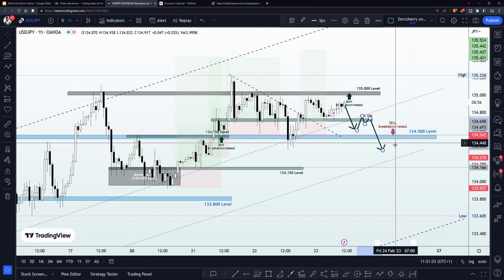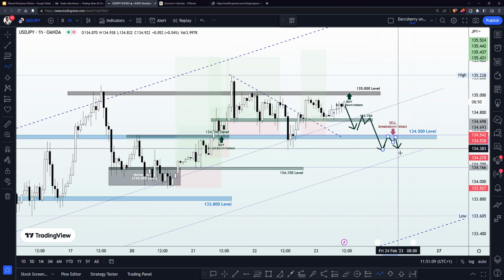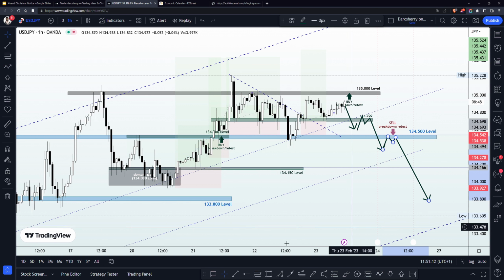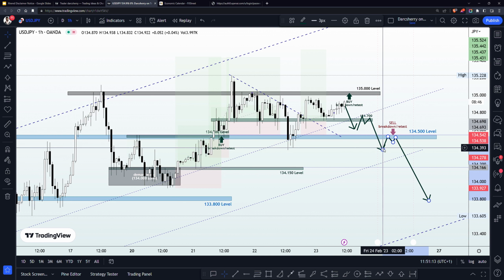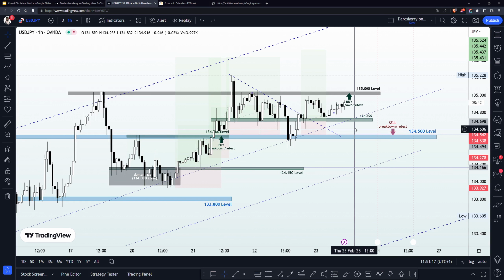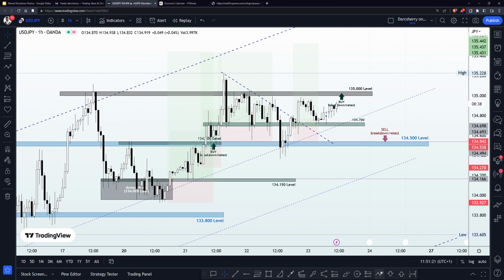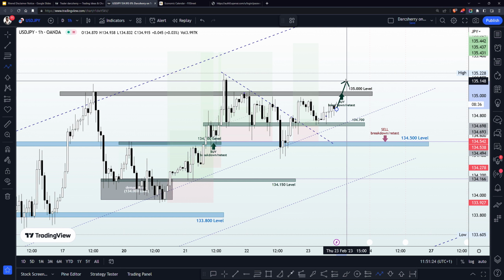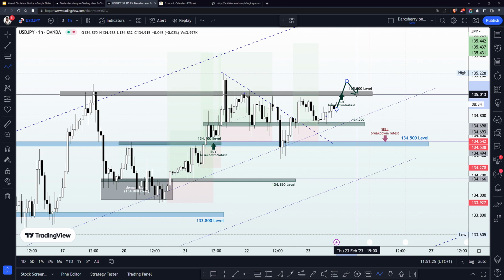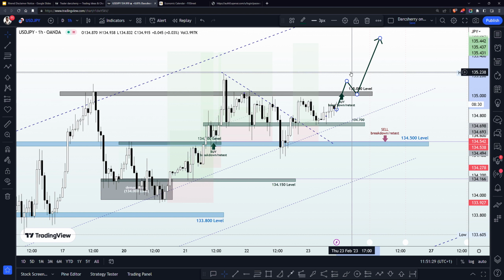And if a further breakdown of the 134.500 level happens, selling pressure below the structure will be a beautiful opportunity to add more position to our existing trade. So this is what we shall be looking forward to sell the USDJPY for today. But if that does not happen and price action continues to the upside, we already have a position here to join that bullish momentum to the upside. So these are my views on the USDJPY for today.